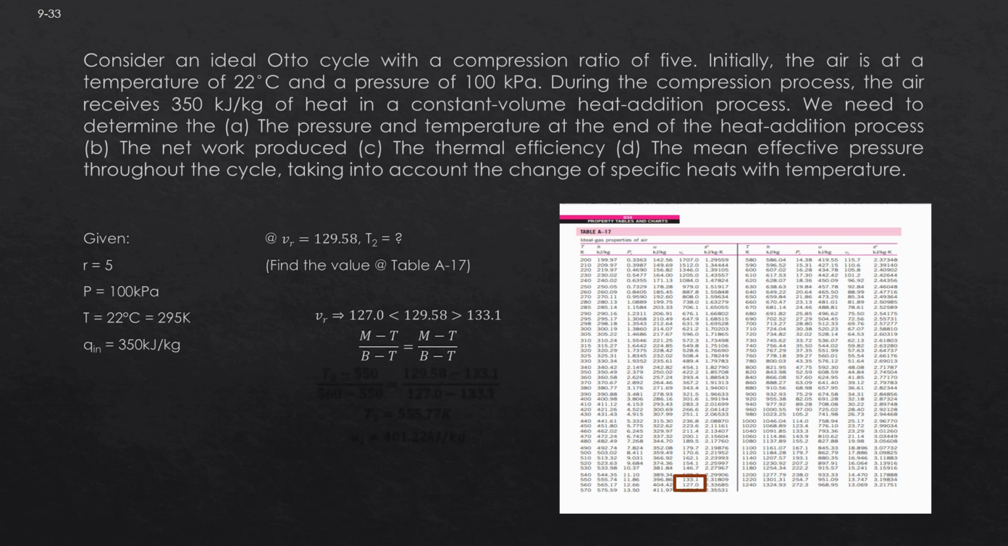M minus T over B minus T equals M minus T over B minus T, where the M on the left side is the middle temperature, minus the top temperature. The B is the below temperature minus the top temperature. And the M on this side is the middle vr, our value, minus the top vr, over the below vr minus the top vr.